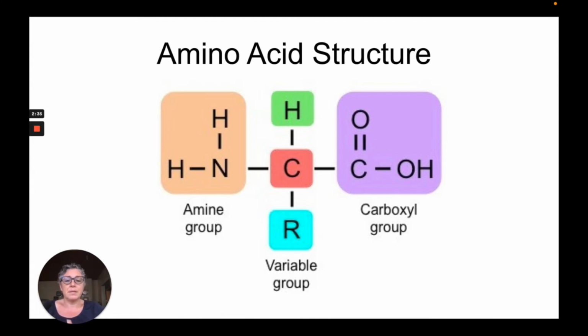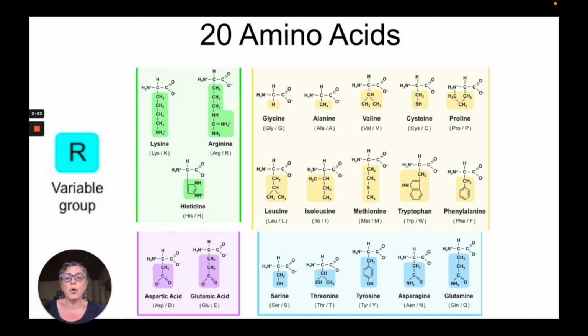Now, this R group is what we call a variable group. The R is a placeholder that is used to indicate that this is where the difference comes in the various amino acids that we have in living things. So this variable group can be one of 20 different structures. There are 4 different categories of amino acids. You don't actually need to know that, but that's why there are 4 different colors here.